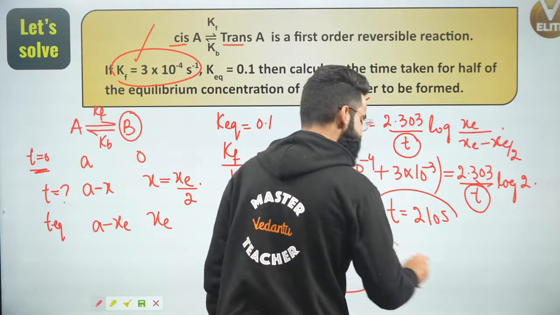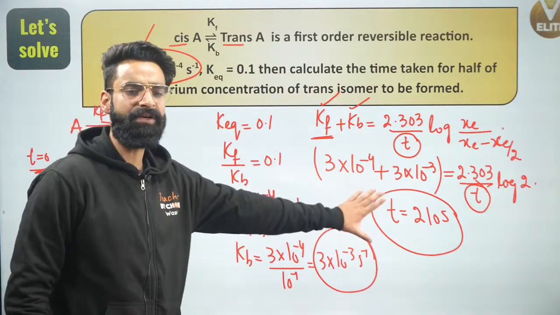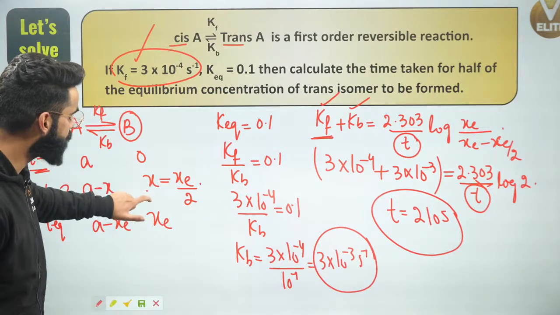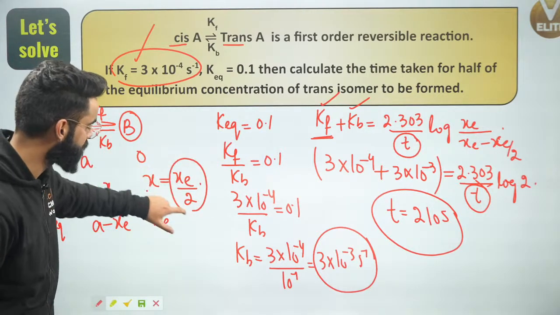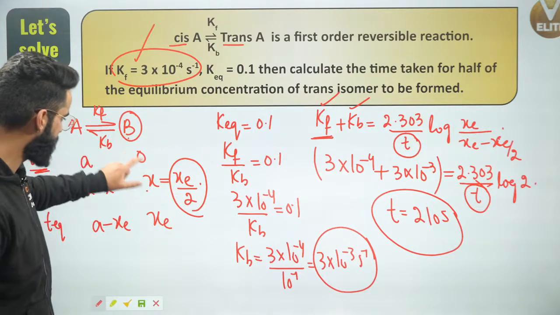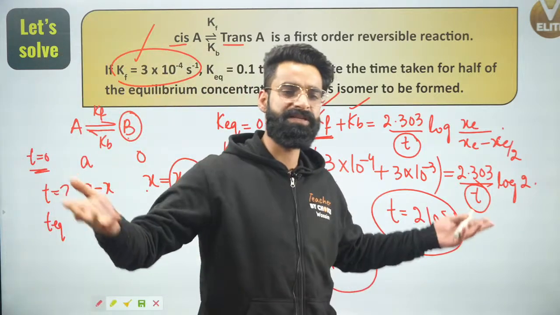So people, what does this t equal to 210 seconds mean right here? I can say simply after 210 seconds, the concentration of B will be equal to half of the equilibrium concentration. So after 210 seconds, you'll observe the concentration of B to be exactly half of the equilibrium concentration. Yes, that's what we were supposed to calculate.